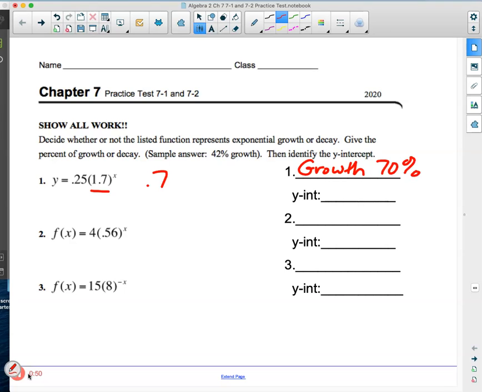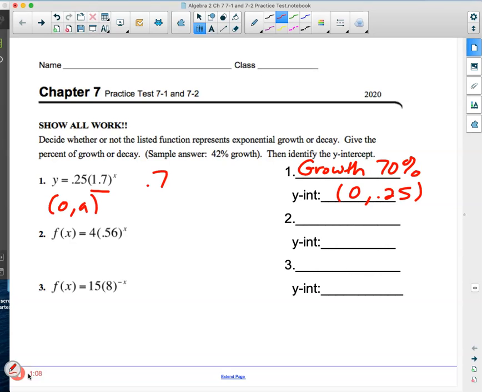Anybody remember the easy way to find the y-intercept? It's always (0, a), and it's a point. (0, 0.25). There it is.